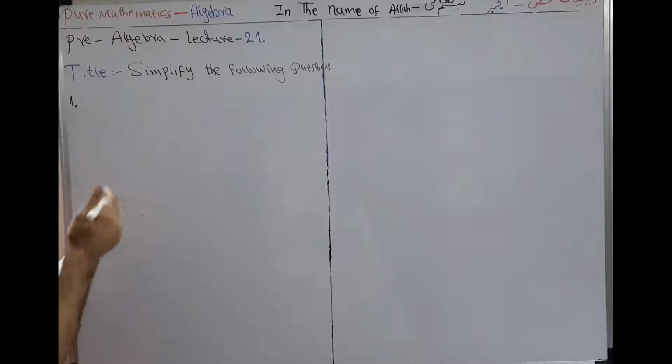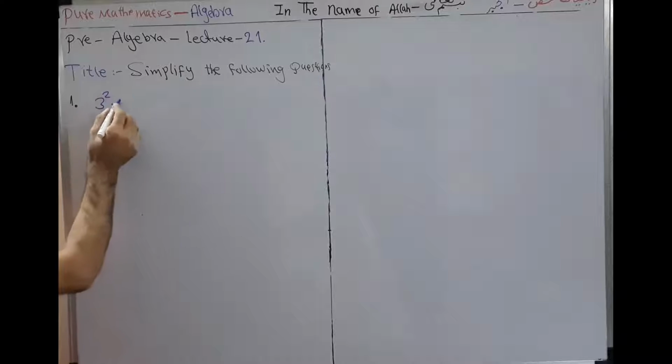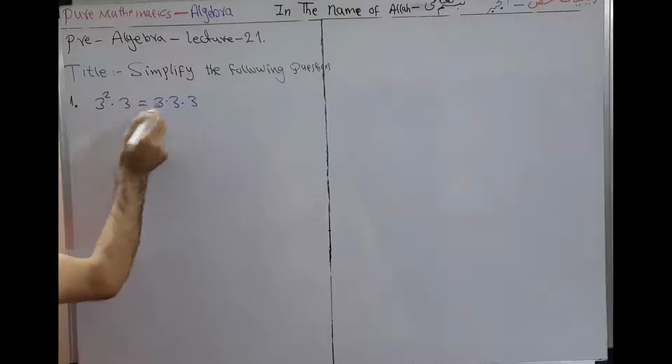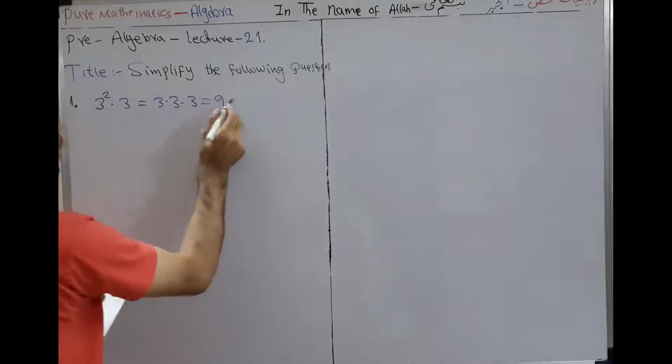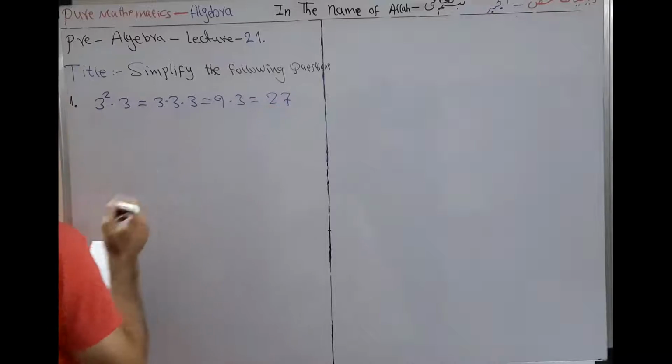Question number one. 3 squared times 3 is equal to 3 squared, we know 3 multiplied by 3 multiplied by this 3. It is equal to 3 by 3, 9, multiplied by 3, 27.